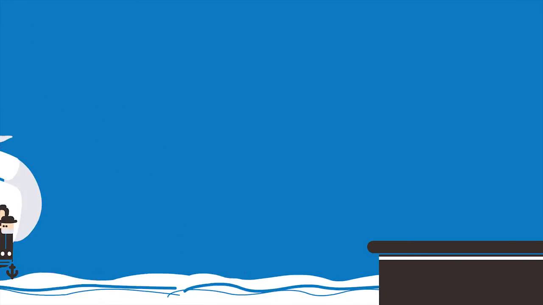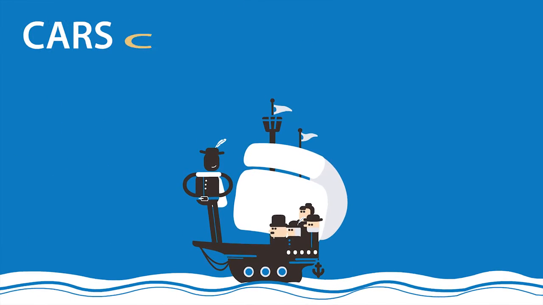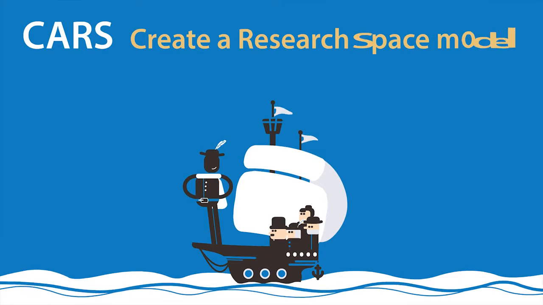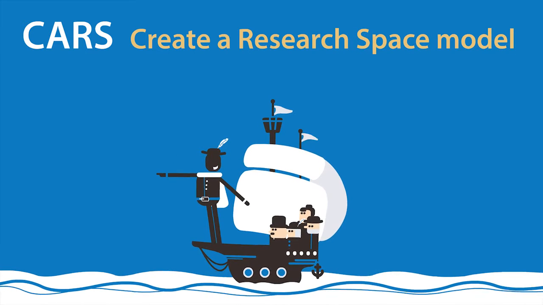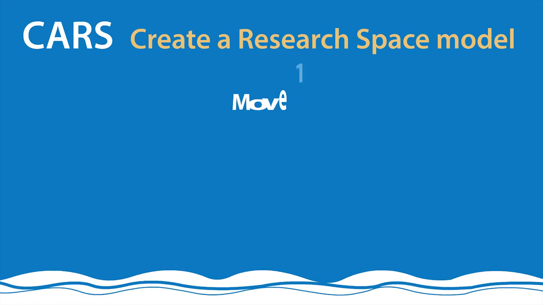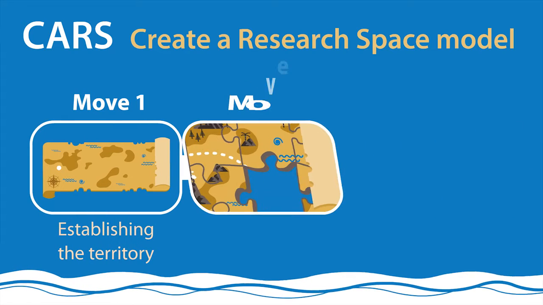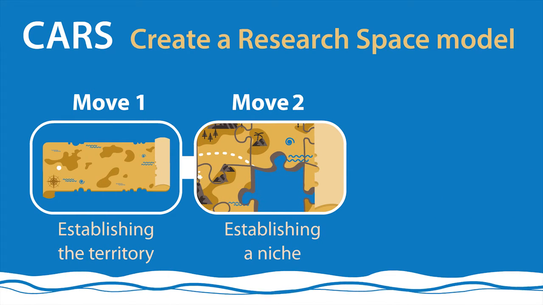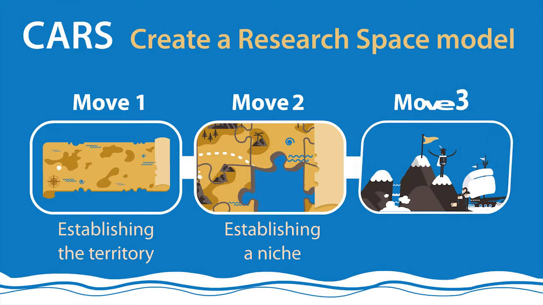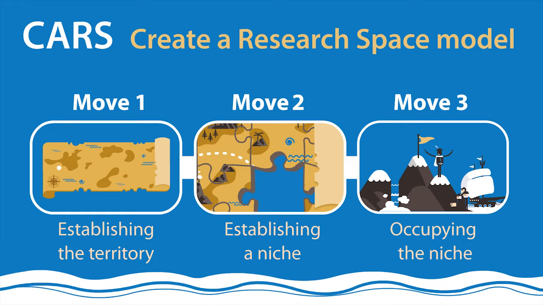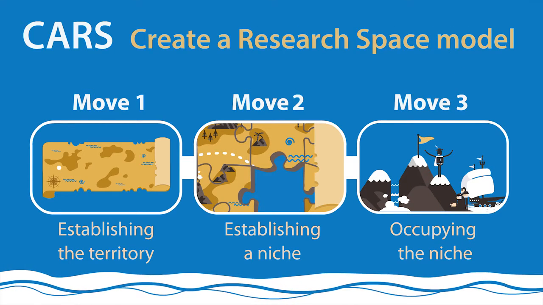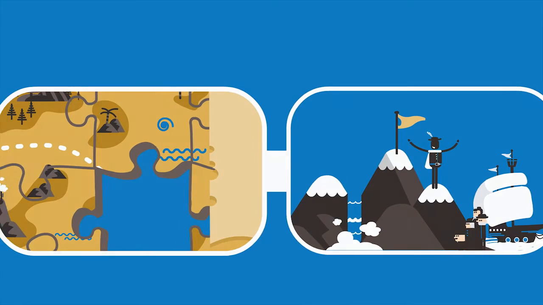In this course, we will present to you the CARS, Create a Research Space model by John Swales, which describes 3 moves. Move 1, establishing a territory, what we know. Move 2, establishing a niche, what we don't know. Move 3, occupying the niche, how we will find out. Let's analyze what goes into each of these moves.